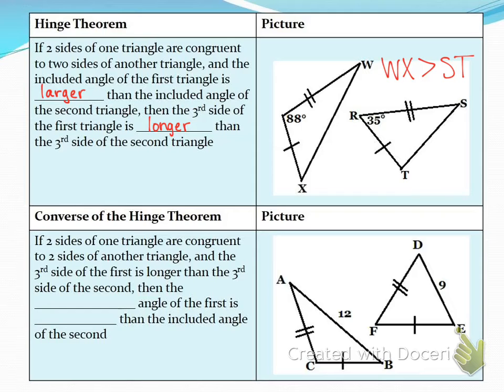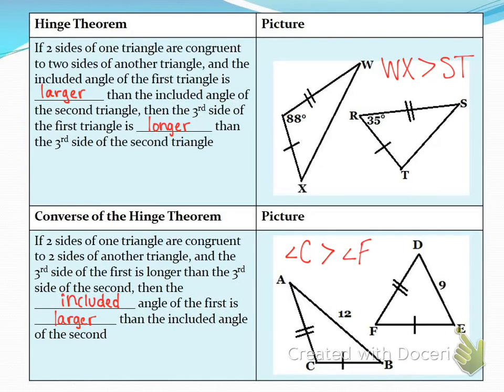Then the included angle of the first triangle, remember, included means in between those congruent sides that they had, is larger than the included angle of the second triangle. So in this case, I know it gets cut off on the PowerPoint, but angle C is across from the 12, so angle C is going to be greater than or larger than which angle from the other triangle? Angle F, the one that's across from the 9. Similar idea. Bigger across from bigger, smaller across from smaller.